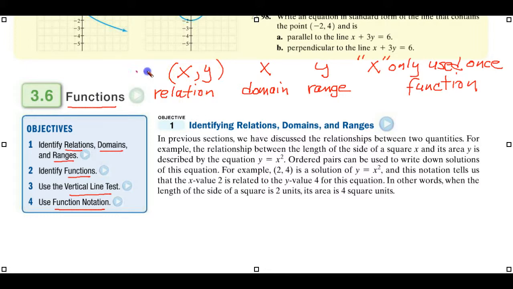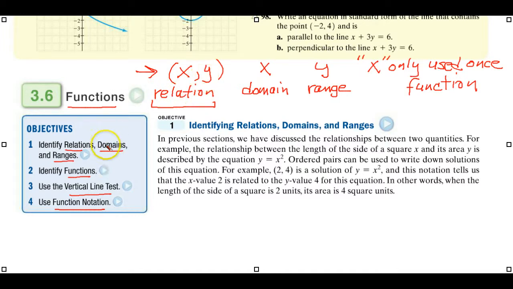Now, we have been dealing with the ordered pair. And we know that when we plot the ordered pair on a graph, we do the x and we do the y. And these are connected to each other. So in mathematics, when we define a relation, we're talking about something that is connected. And a very good example of this is the ordered pair. That is a mathematical relation.